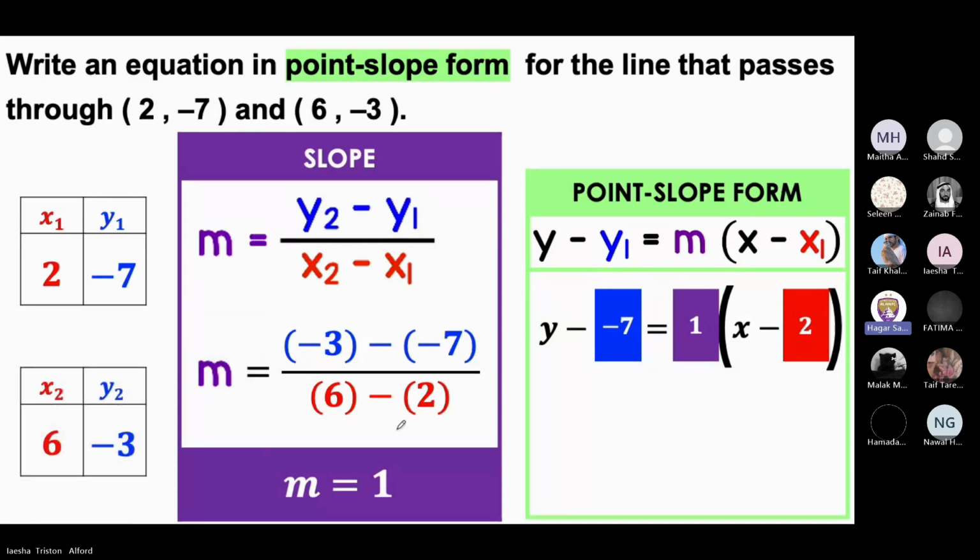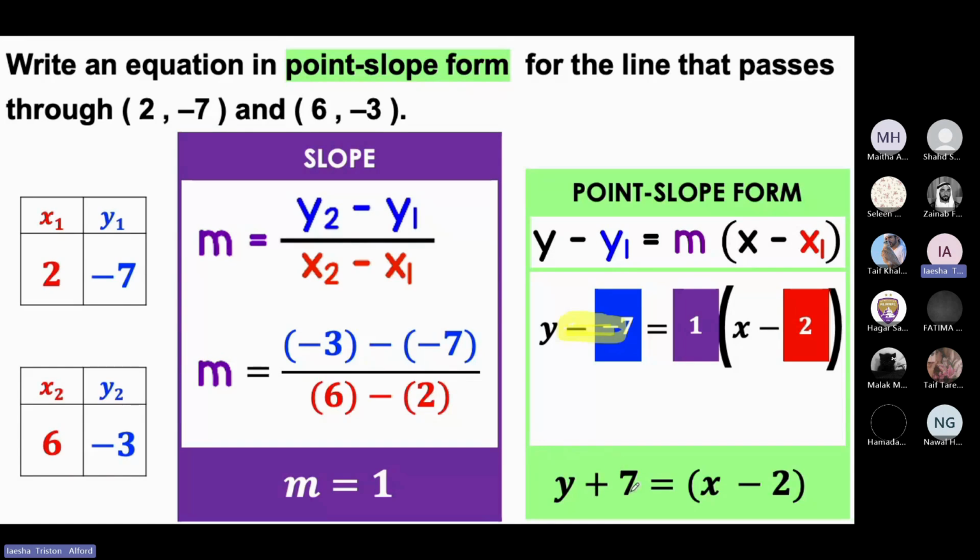Negative and positive. Not quite. Again, for negative and positive. Negative and negative. So we have negative, negative. Should change it to positive. So y plus 7 is equal to +1 multiply x subtract 2.